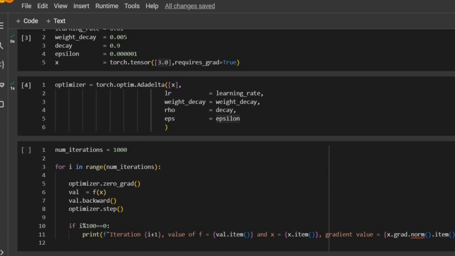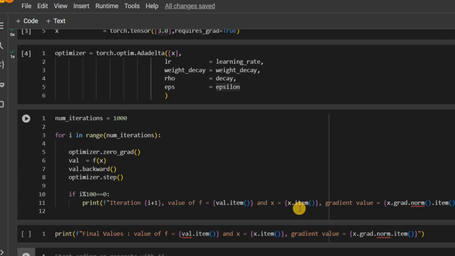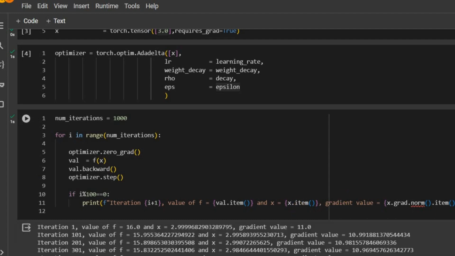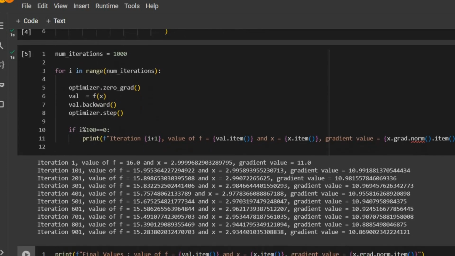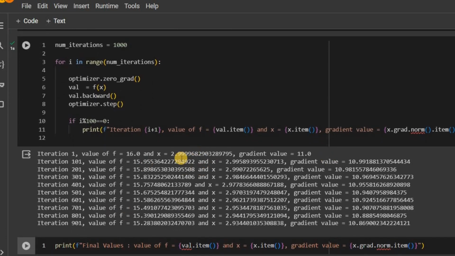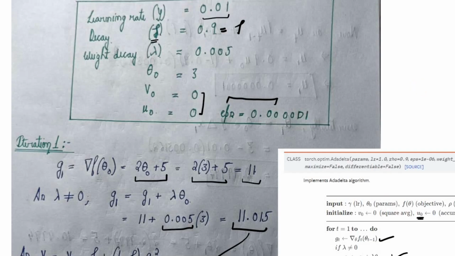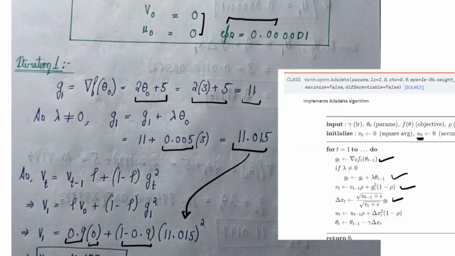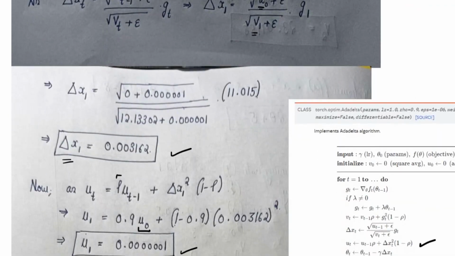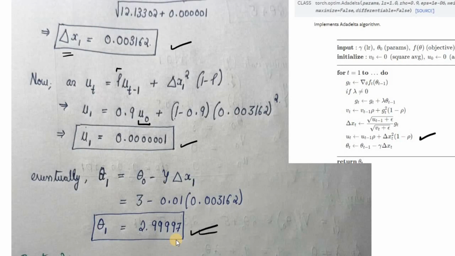Now we do this step for 1000 iterations, and there is a small change over here. We are just going to calculate the norm of the gradient as well. So we run this piece of code and let's see what we are observing in about 1000 iterations. In the first step we are getting 2.99968, much similar to what we got. We got 2.4 times 9 7 in our first iteration.